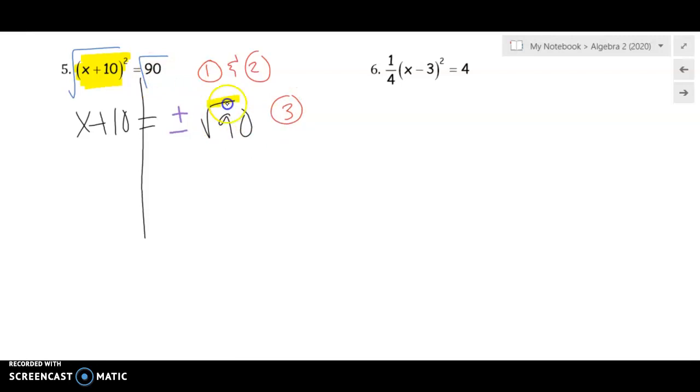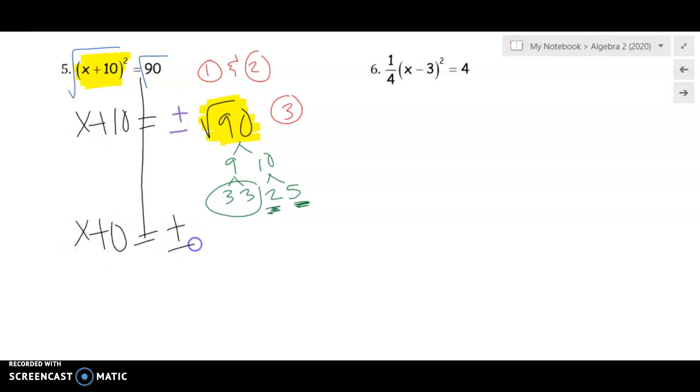When I do this, I'm going to go ahead and see what I can simplify. So let's go ahead and break down 90. 9 times 10, 3 times 3, and 2 times 5. I'm going to circle my match, underline my leftover. So here's how I'm going to write this. x plus 10 is still over here, equals, plus or minus, the 3 comes in the front, 2 times 5, which is 10, stays underneath.